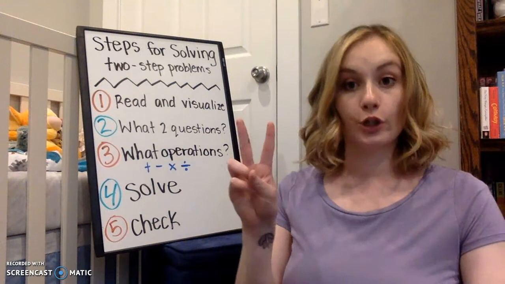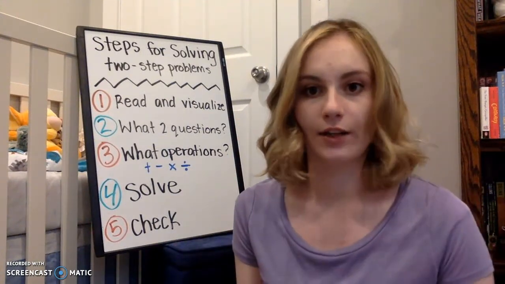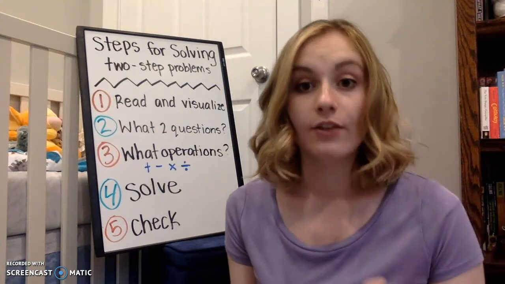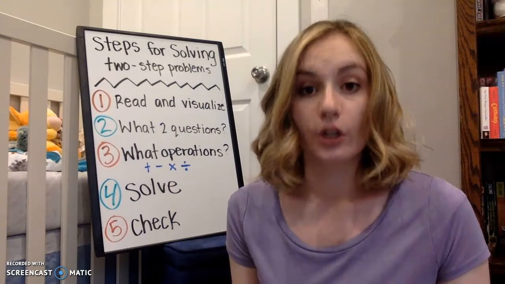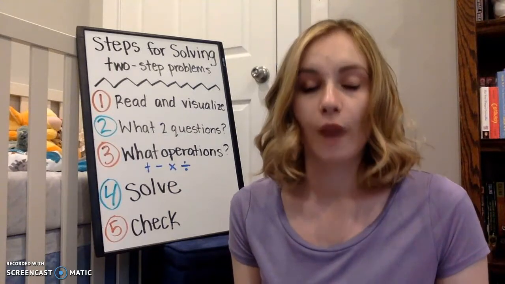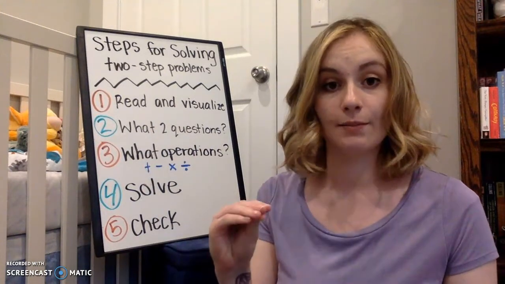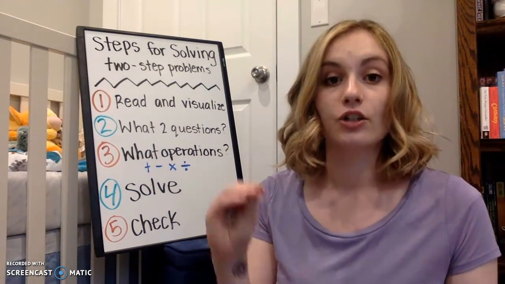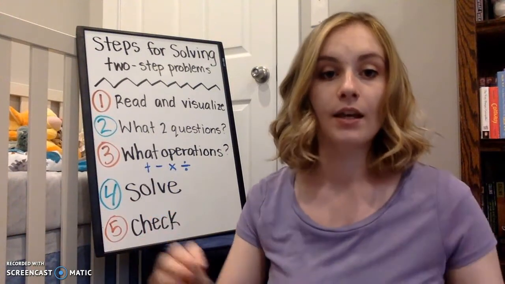Okay. Step two, what two questions is it asking? What are the two questions that are in the problem? And write the first question down. Okay? It's very important for you to solve the problem that you write that first question down. That'll help you separate what is being asked and solve what happens first and then solve what happens next, okay?